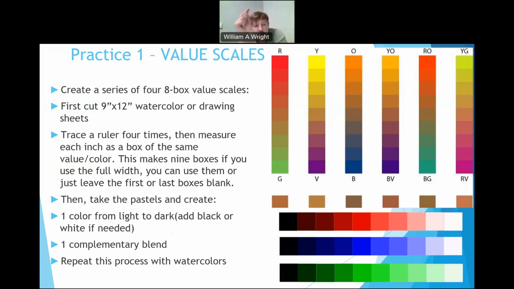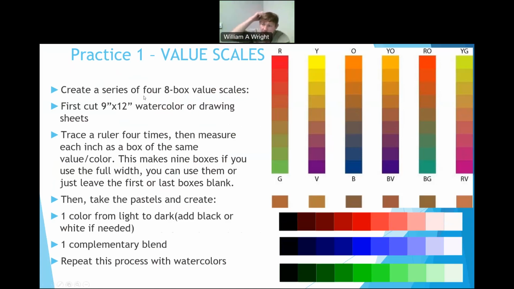Then measure each inch as a box of the same value or color. So basically, once you trace the ruler once to get a bar, measure each inch, draw down. So then you have a set of 9 boxes. It's a 9-inch wide paper, each inch, 9 boxes going across will be the full width. You can use all 9. If you want to go past 8, you want to get a full 9 boxes, that's great. But if you want to just leave the first or last one blank, that's fine too.